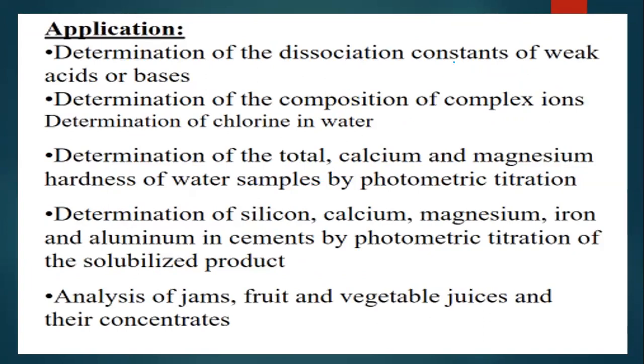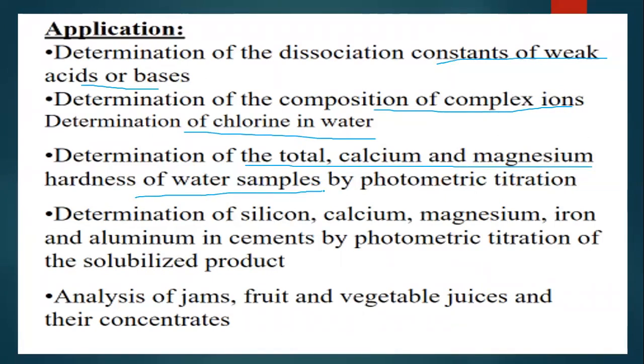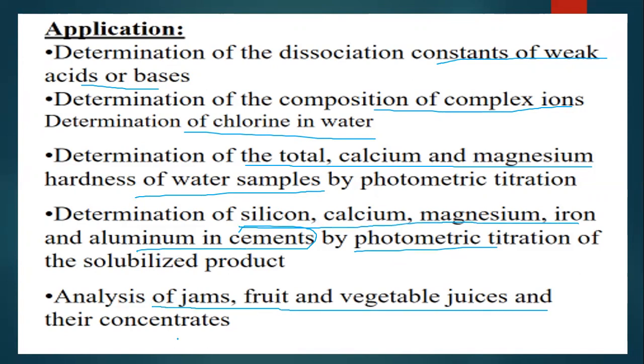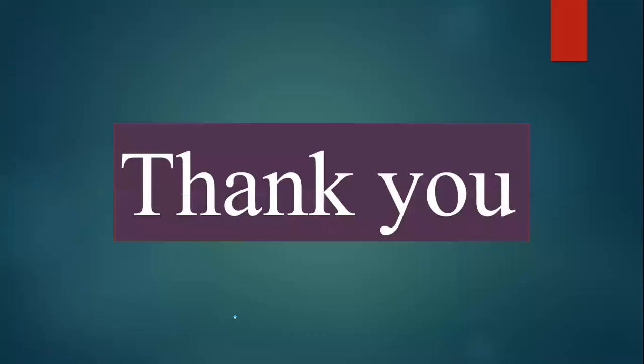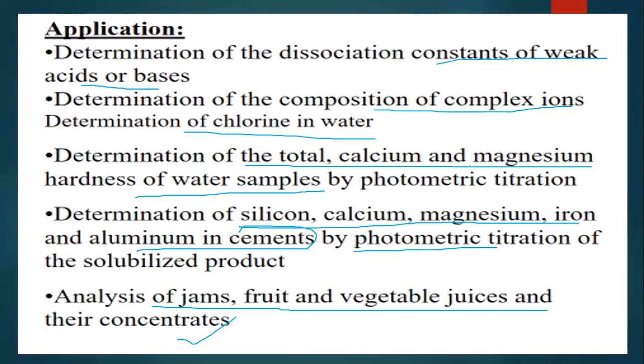Okay, a few more applications are there. You can find out the dissociation constant of weak acids and weak bases. Then you can find out the composition of complex ions, determination of chlorine from water, then determination of total calcium and magnesium from the water. That means you are finding out the hardness of the water. Then determination of silicon, calcium, magnesium, iron, aluminium from the cement. So this is the technique we can use for that purpose. You can also analyze jam, fruits and vegetable juices for their concentration. So this is how the technique works.